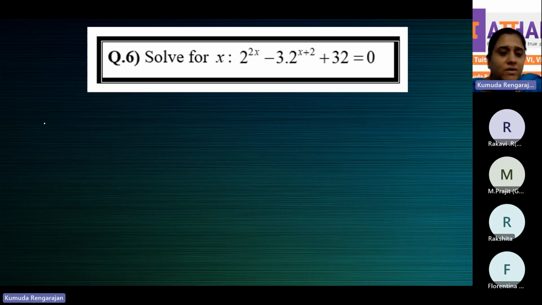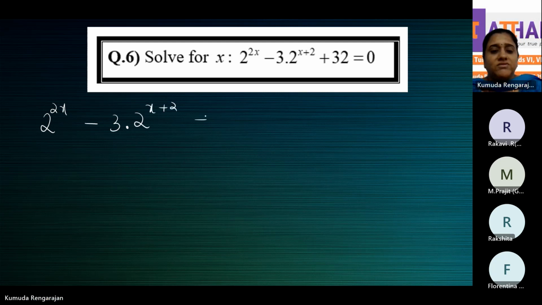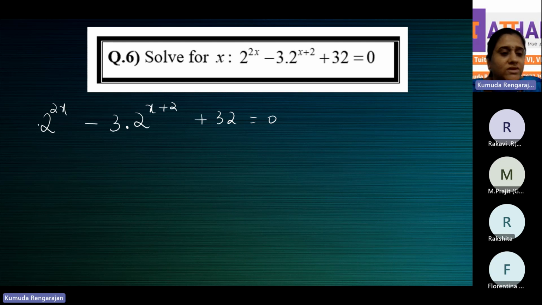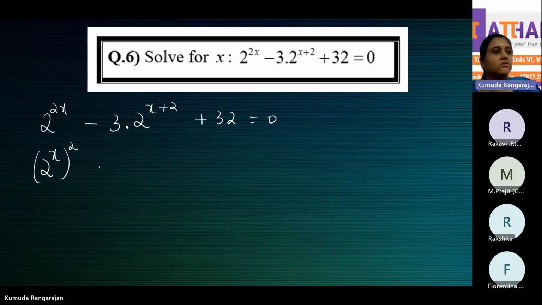So here we have 2 to the power 2x minus 3 into 2 to the power x plus 2, plus 32 is equal to 0. It's not 3.2, it's 3 into 2 to the power x plus 2. Now we'll keep writing the previous steps. This can be written as 2 to the power x, the whole square. Correct? You can also write it as 2 to the power 2, the whole power x.